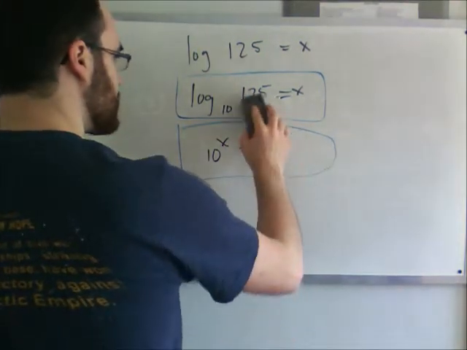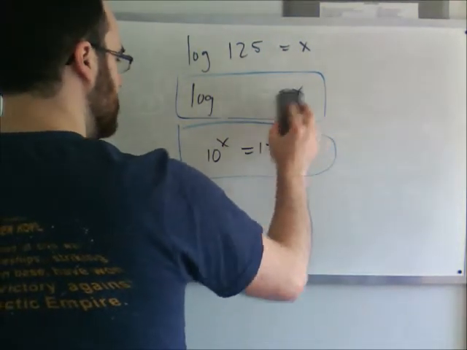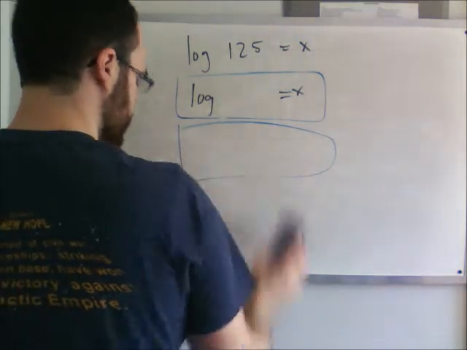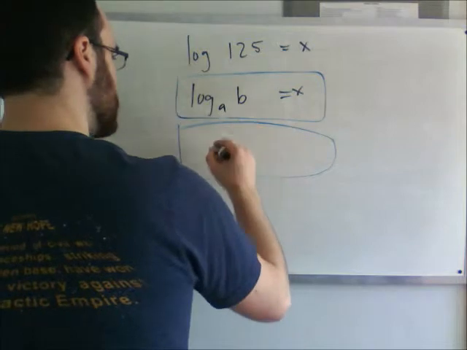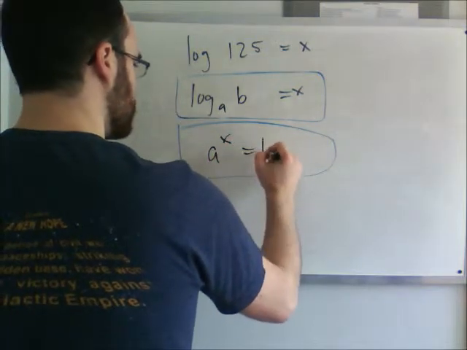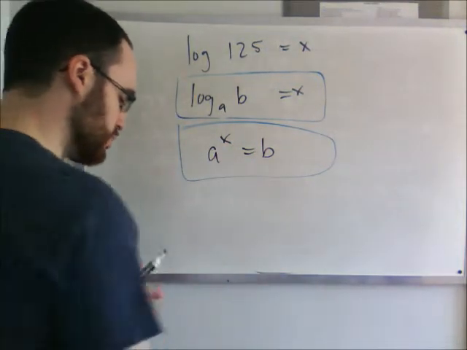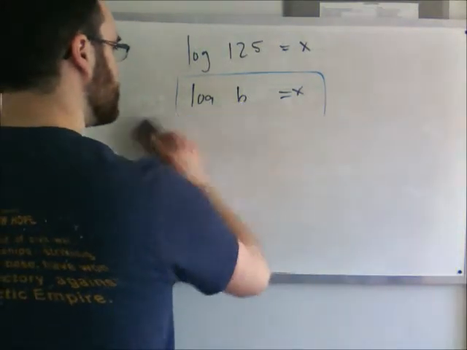So let's write that in terms of variables here, because it can be any base. Log base a of b equals x, then a to the x must equal b. That's the real rule to it. So let's do an example.